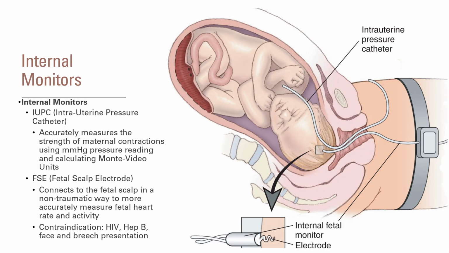There is another device called the FSE, fetal scalp electrode. This is an actual electrode that is placed on the fetal scalp. It is connected to the external monitor, of course, but it's a non-traumatic way to measure more accurately what the fetal heart rate tracing is and so forth.